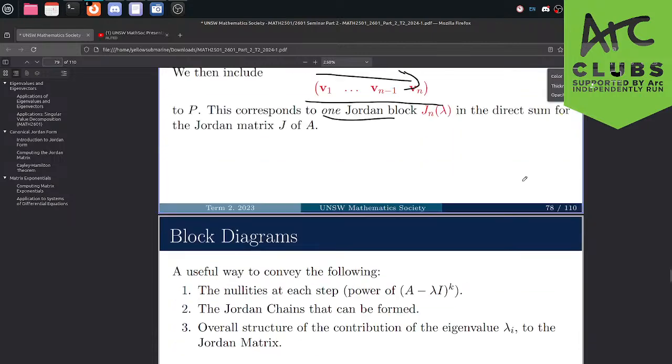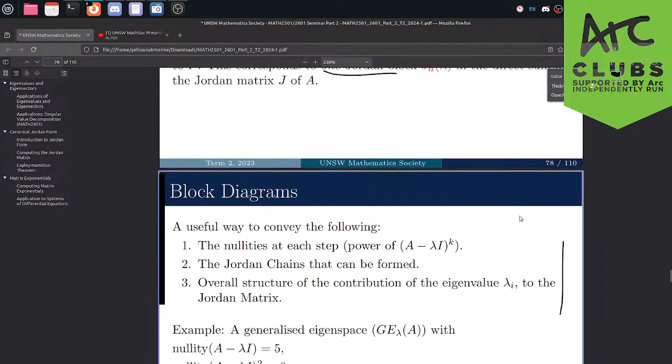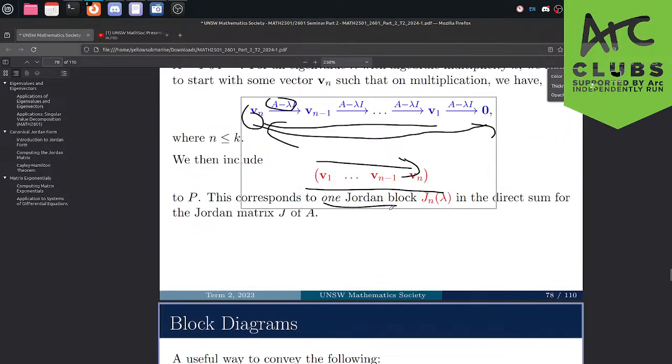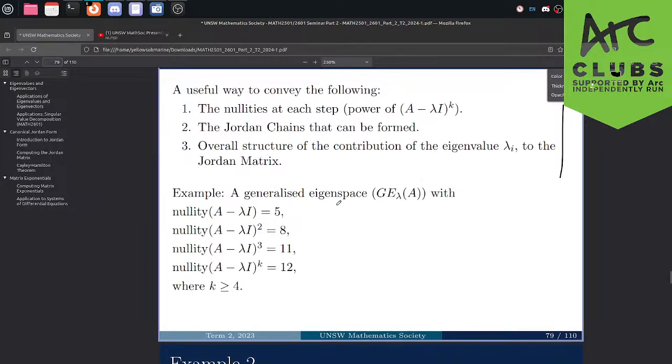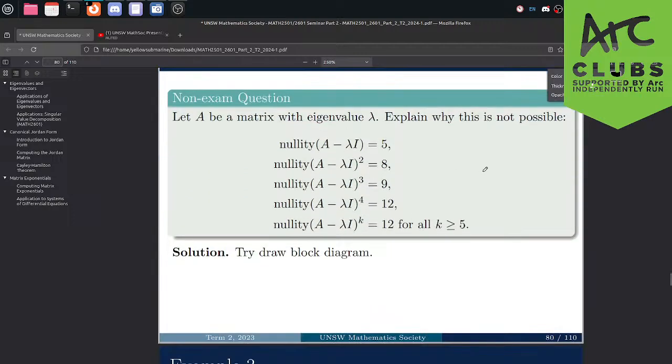A useful way to explain all of this is block diagrams, because it's very easy to get lost in the source, since there's a lot going on. Block diagrams are a useful way to see how the dimensions grow, but also how you construct your Jordan chains. I'll show this with an example. It's also worth noting that this can be used to show how lambda I contributes to the Jordan matrix for its particular Jordan block. So let's see why this set of nullities is not possible.